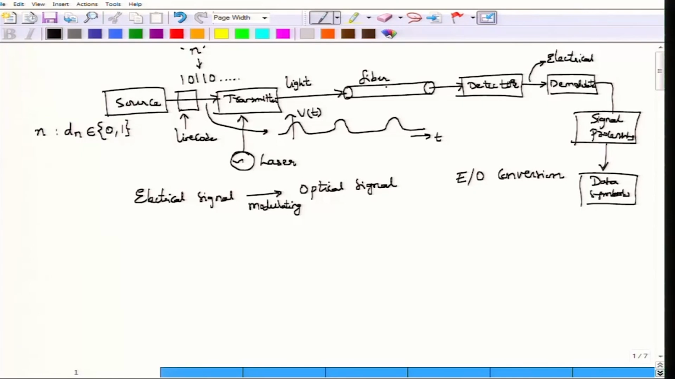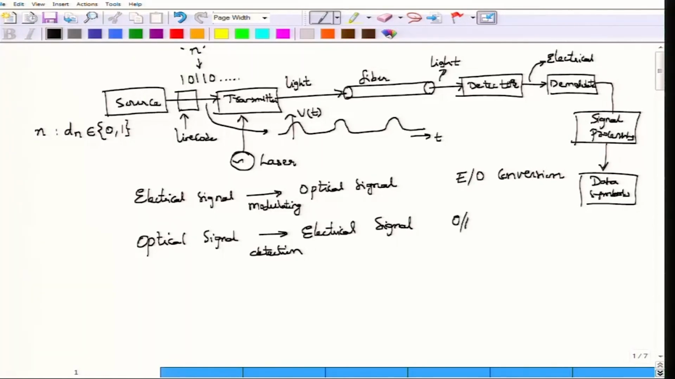So, I hope this diagram is clear and you have identified the feature that is present at the receiver side, wherein light or light signals are converted into electrical signals. So, the receiver side is characterized by converting an optical signal into electrical signal, by means of detection by using a photo detector, and this is characterized in general as optical to electrical conversion.